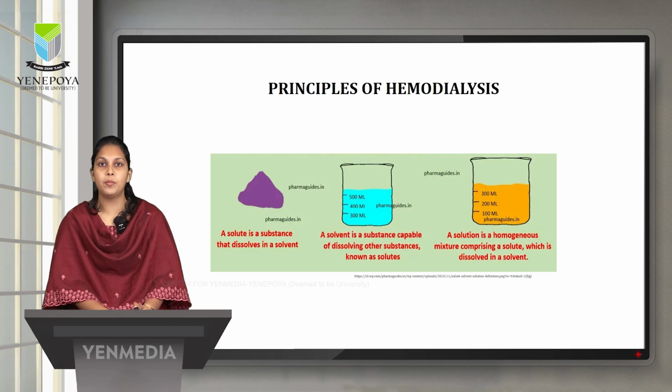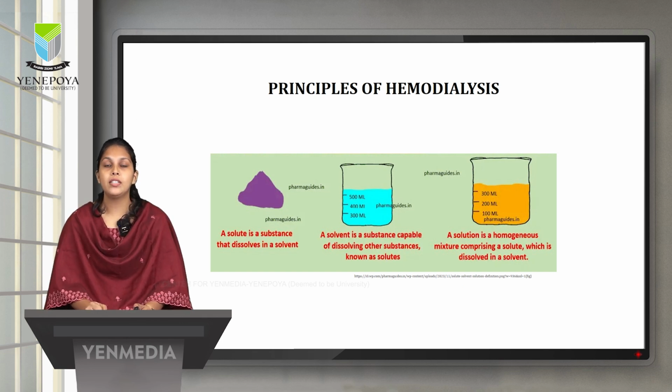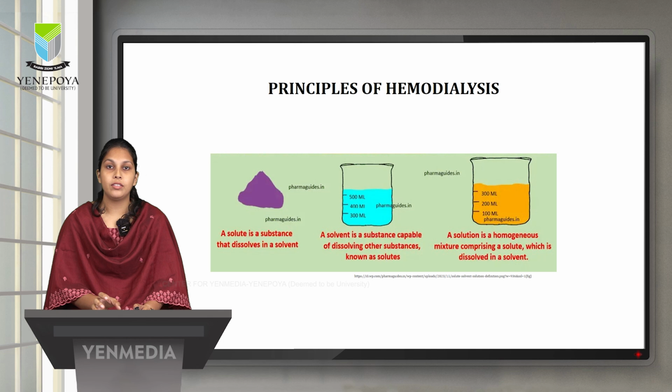Principles of hemodialysis. To know about the principles of hemodialysis, we have to know about solute, solvent and solution. Solution is a combination of solvent and solute. A solvent is a substance capable of dissolving other substances, and a solute is a substance that dissolves in a solvent. For example, in salt water, salt is the solute, water is the solvent, and salt solution is the solution.